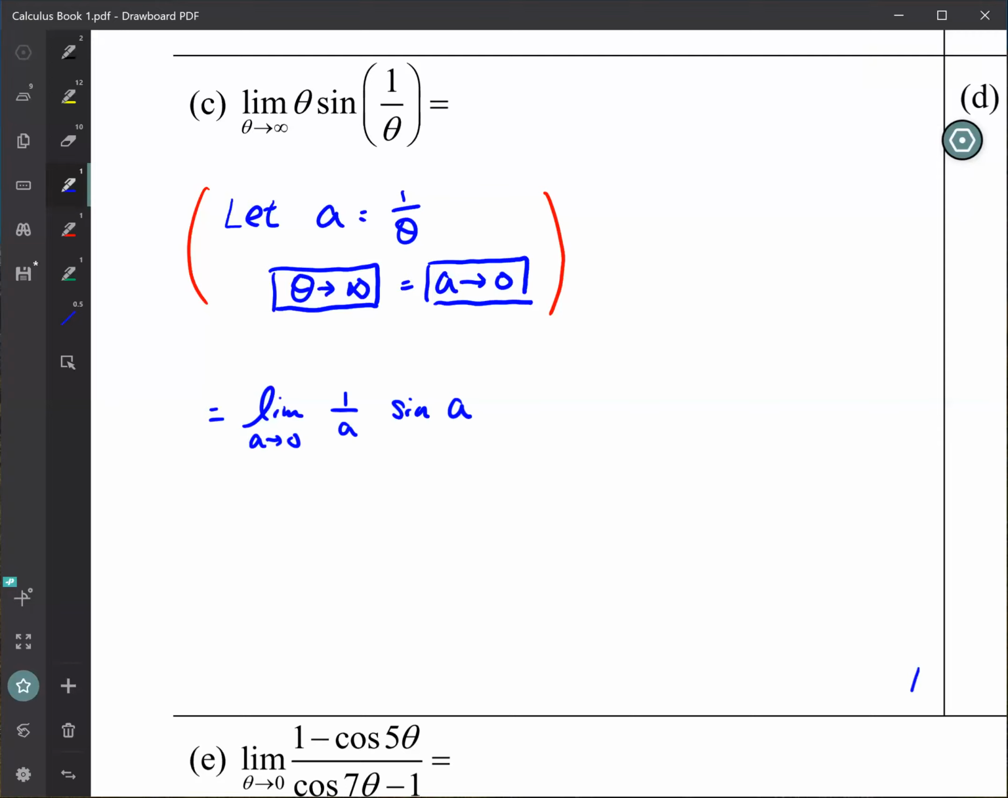Okay, so let me show it on the screen. a is 1 over theta, so inside the sine will be a. And if a equals 1 over theta, you could isolate theta, then theta will also be 1 over a. It's basically saying the same thing. And then after that, you just replace everything.